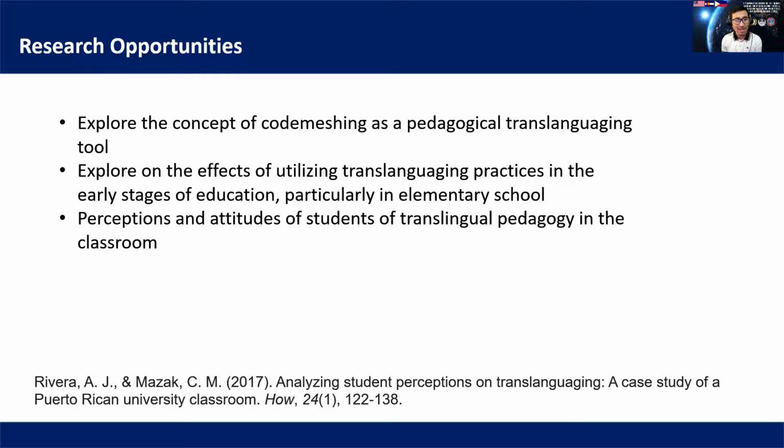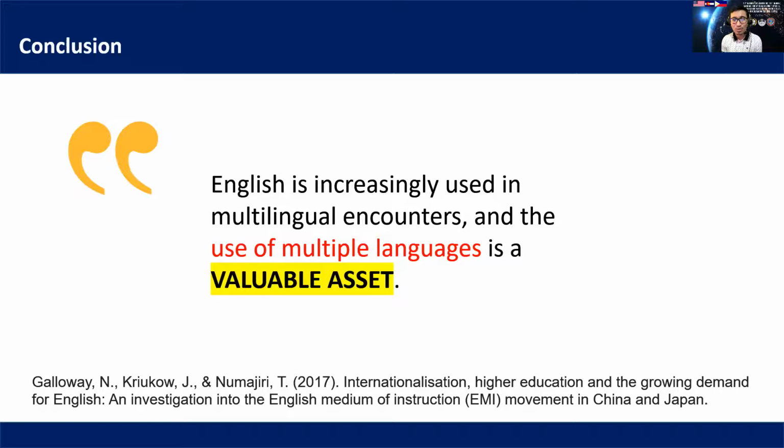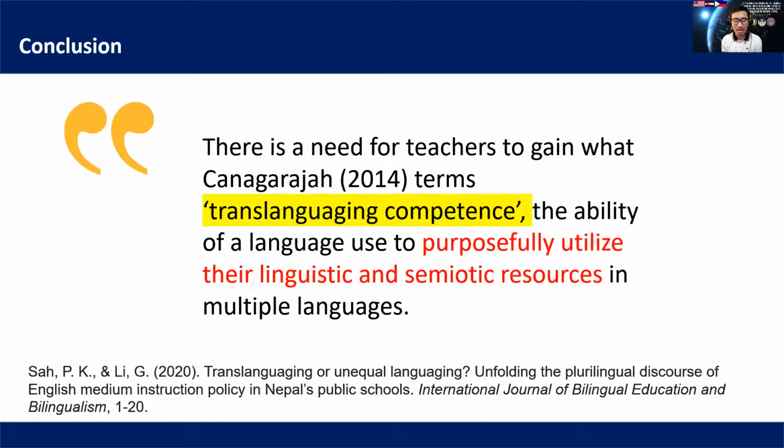You can also explore the effects of utilizing translanguaging practices in the early stages of education, say kindergarten, elementary education, particularly in elementary school. So perceptions and attitudes of students of translingual pedagogy in the classroom, how students perceive teachers doing translanguaging in the classroom. So in conclusion, English is increasingly used in multilingual encounters, and the use of multiple languages is a valuable asset. Exactly. It is a valuable asset if you are a multilingual. Your capacity and ability to utilize many languages in different contexts and different circumstances is a valuable asset.